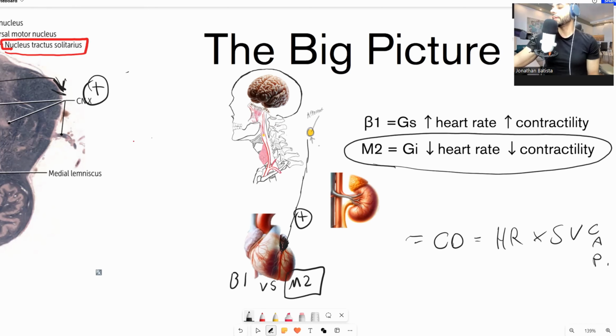CAP, it had an increase in preload. So the body understood this problem because of the baroreceptors and was able to relay an afferent signal via glossopharyngeal nerve towards the nucleus tractus solitarius, which relayed that signal to cranial nerve 10. And then cranial nerve 10 said, okay, well, you want activation?